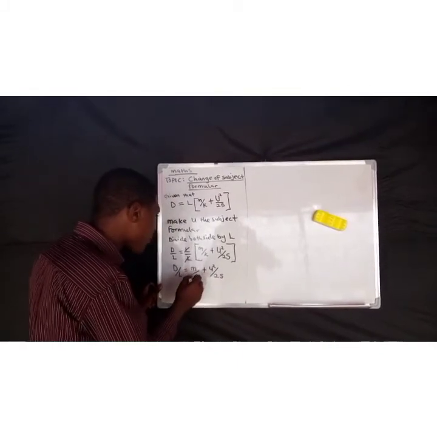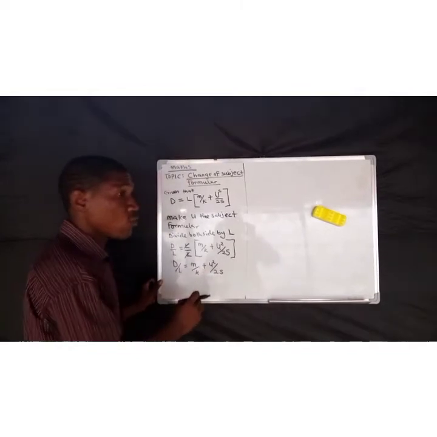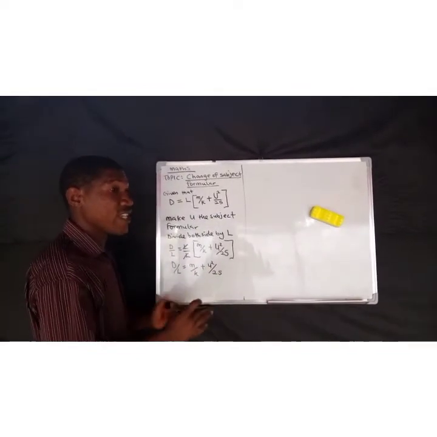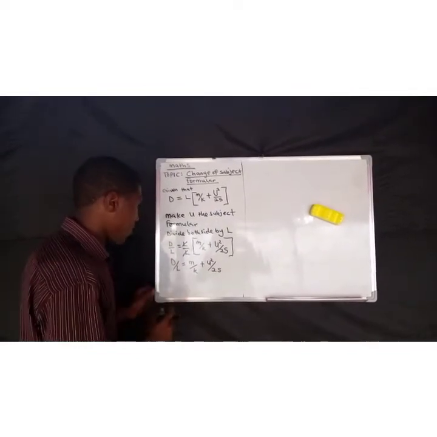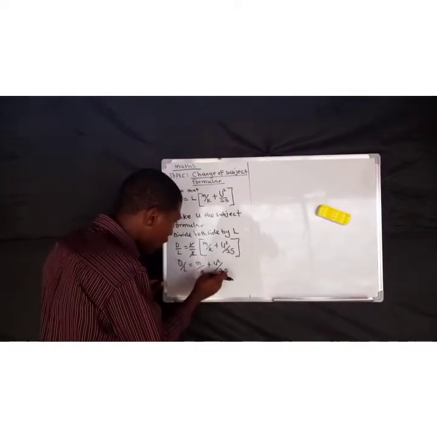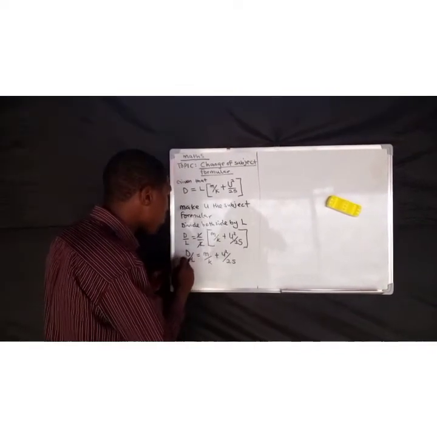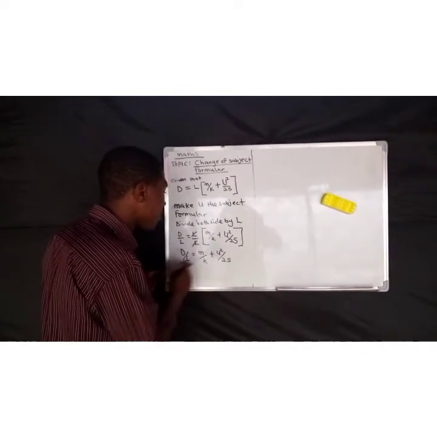So I need to remove this M over K because I'm trying to make U stand alone. I'm trying to make U the subject of the formula. So I saw that M over K is being added to what? To U square over 25. So I have to minus M over K from both sides of the equality.